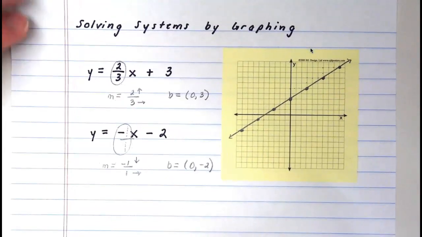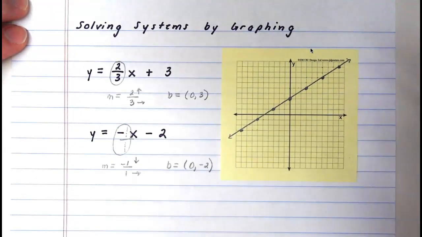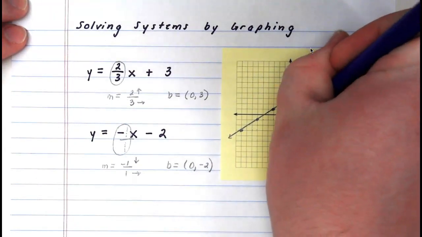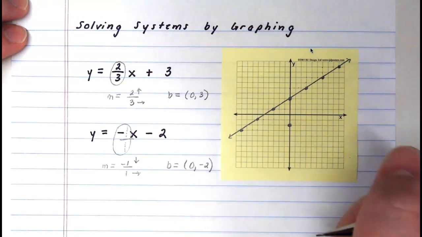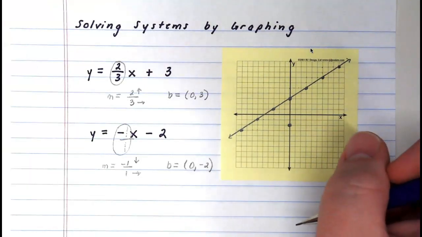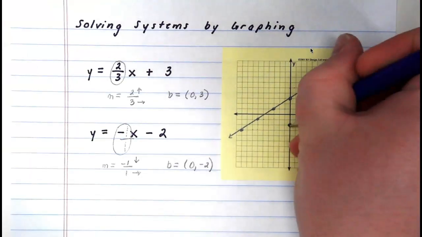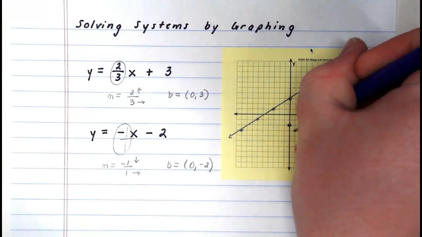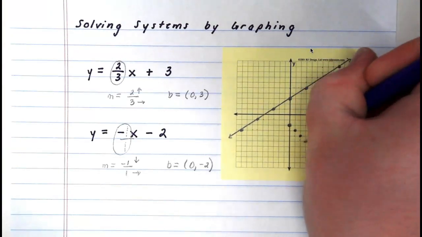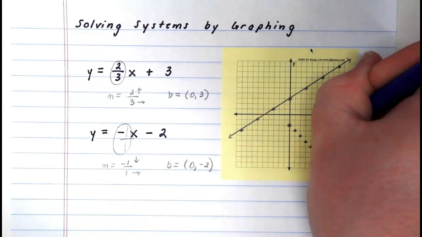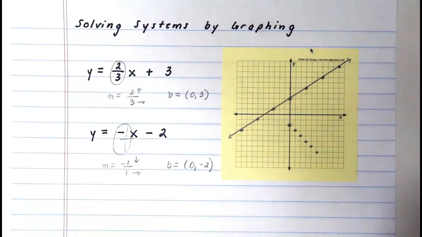So let's take a look at our graph. We're going to begin at (0, -2). That would be right here. And we're going to go down 1, right 1, down 1, right 1. So we'll do that a few times. Down 1, right 1, down 1, right 1, down 1, right 1. You can sort of figure out the pattern by now. It just keeps going down that way.